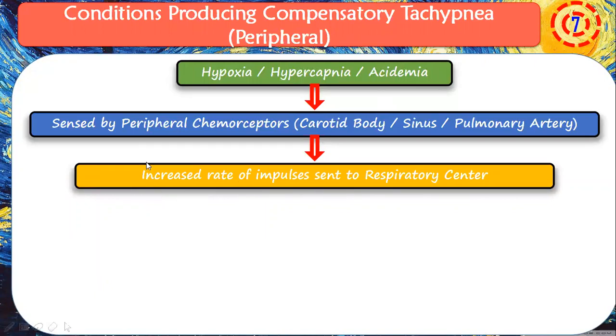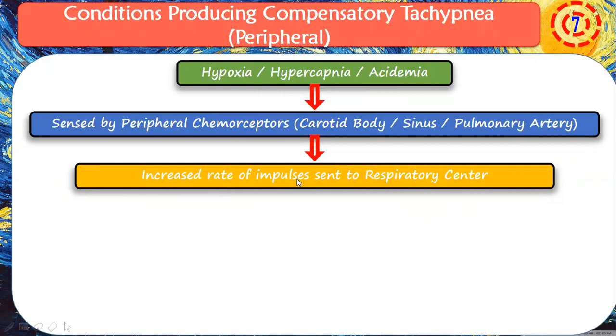Here I've mentioned increased rate because these peripheral chemoreceptors are used for minute to minute or second to second control of the respiratory centers or respiration. So these usually send the impulses from minute to minute or second to second based on the location or requirement. And when there is a sensation of hypoxia, hypercapnia, or acidemia by these chemoreceptors, now their rate of firing increases.